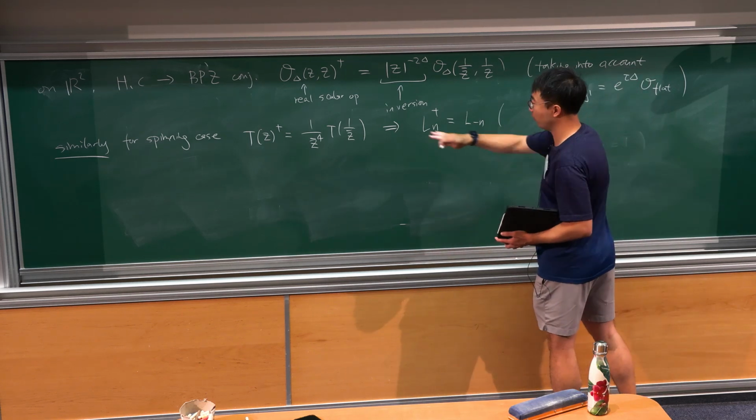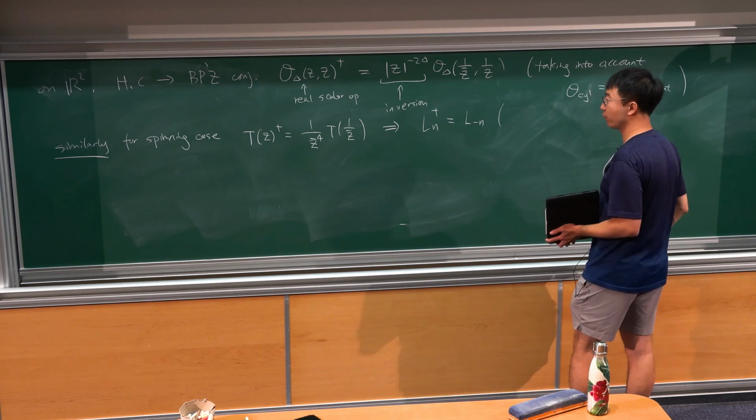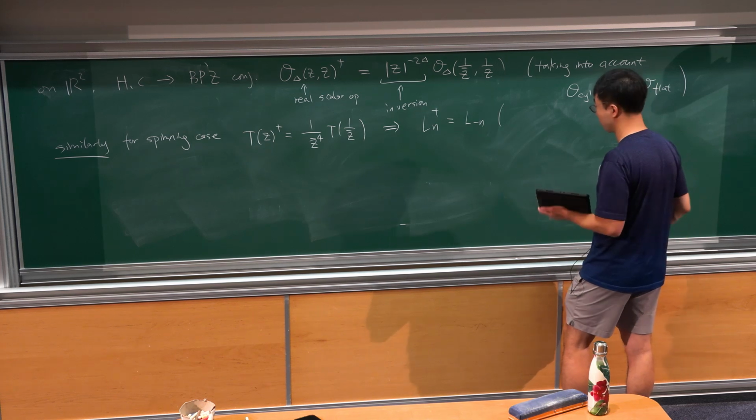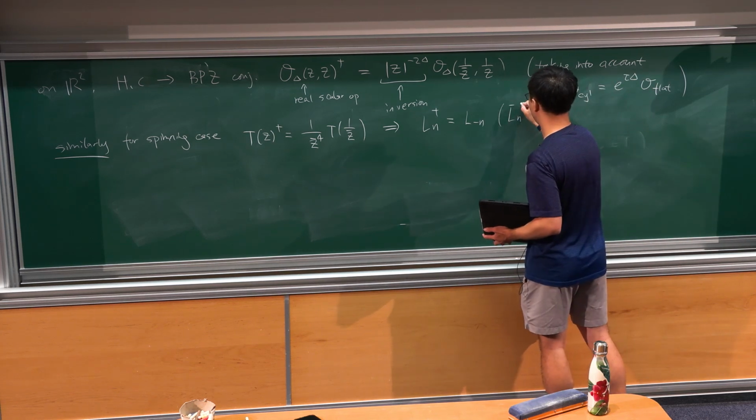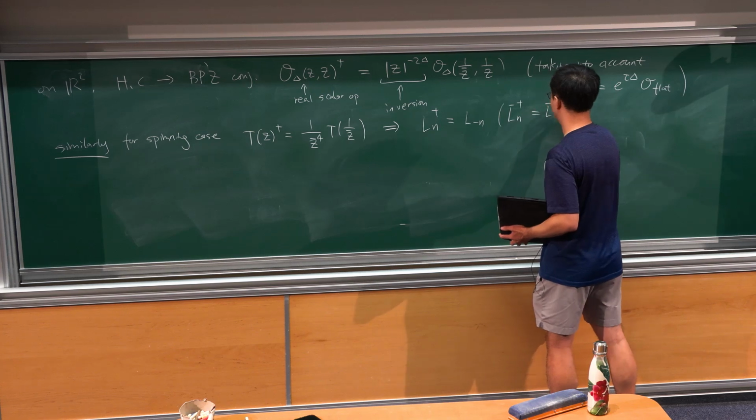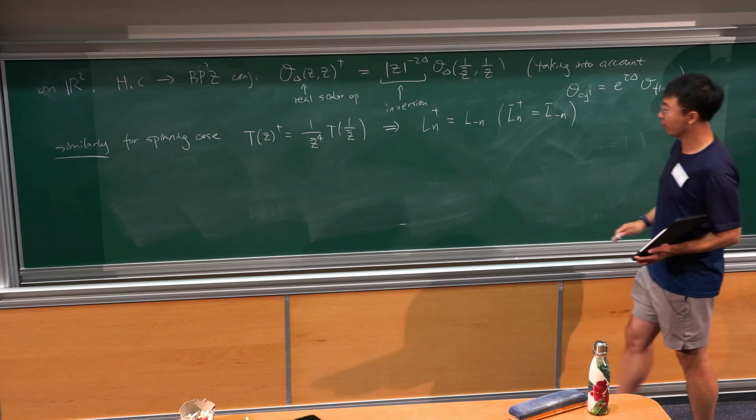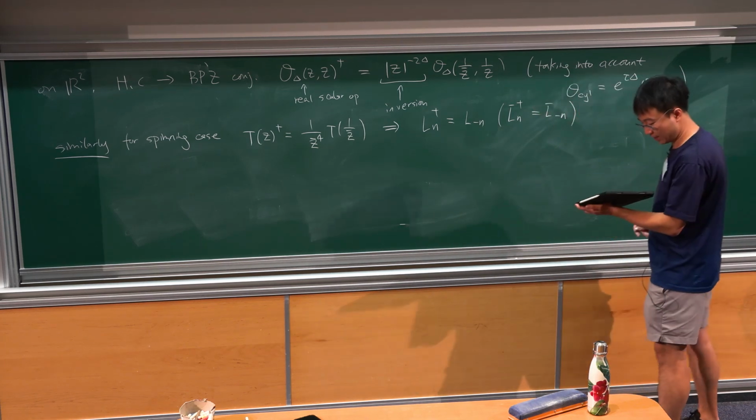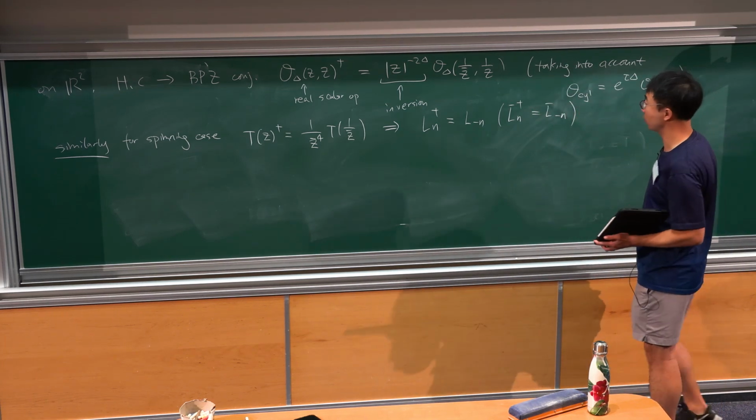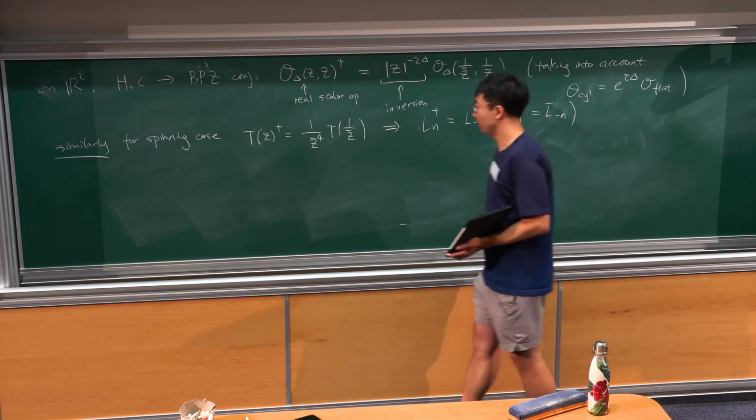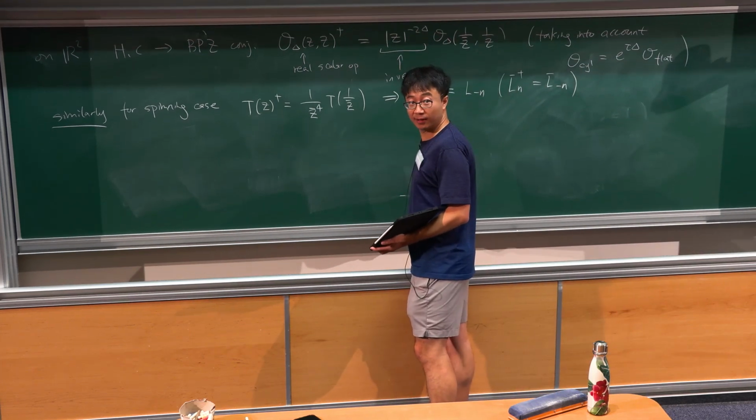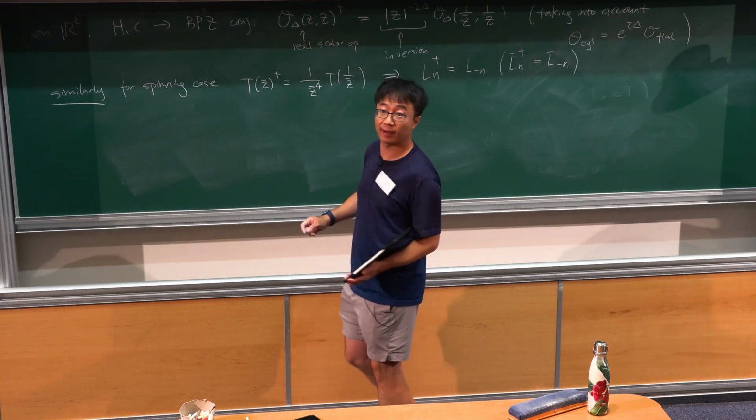And similarly, if you do the same analysis for the anti-holomorphic component of the stress tensor, you find that if you take the Hermitian conjugate of L bar n, you get L bar minus n. Okay? And once you have this property, you can then go ahead and study the unitarity constraint, as we'll come to shortly. Any questions?